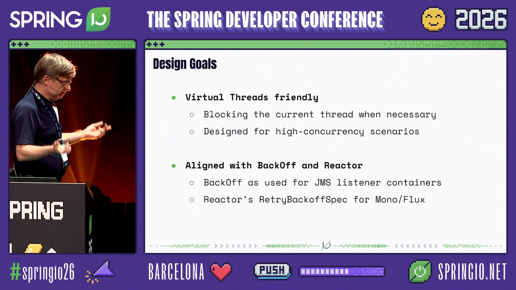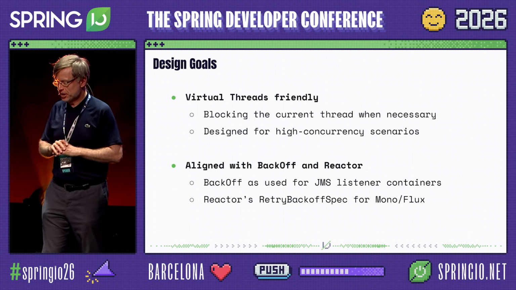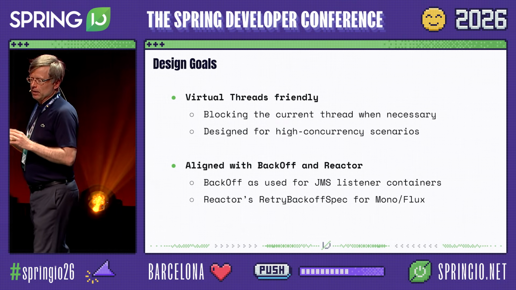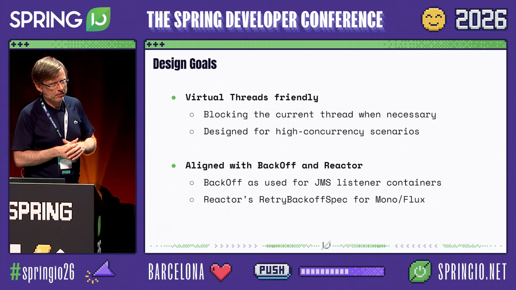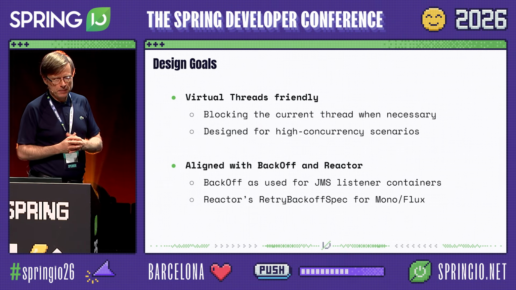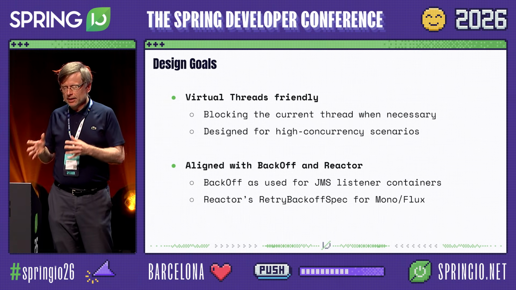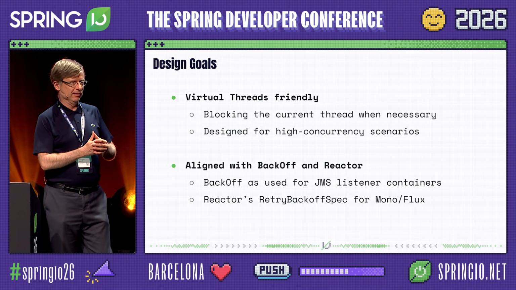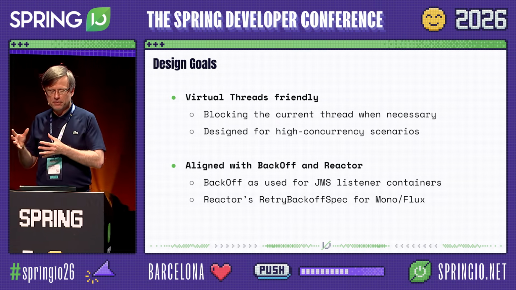Now, before we primarily spend our time looking at source code variations, I'd like to discuss a couple of the design goals, because they aren't necessarily obvious. A key design goal here actually is virtual threads friendliness. So why that, and what does that even mean?